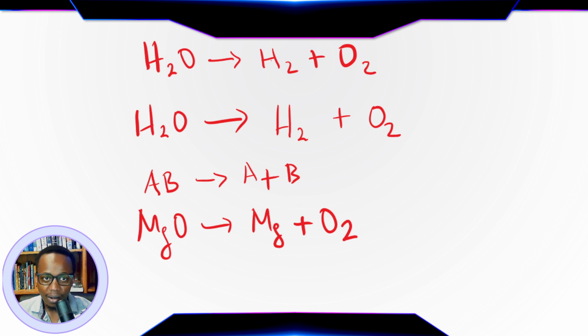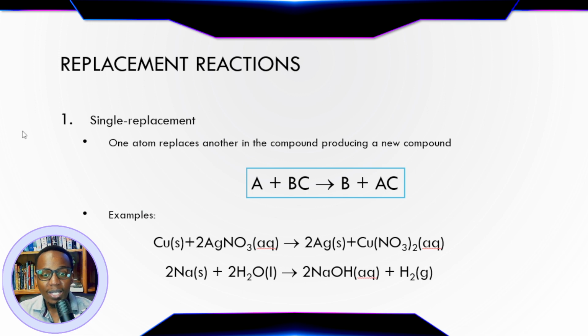But you see how magnesium becomes magnesium by itself, but oxygen, because it's a diatomic, becomes O2, right? That's how we predict decomposition reactions, okay? All right, let's go to replacement.